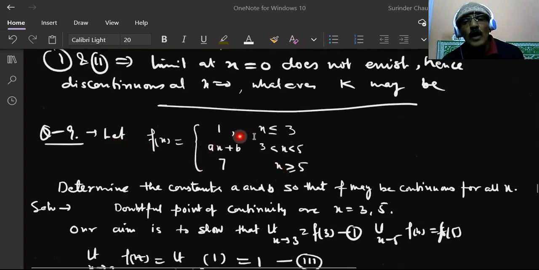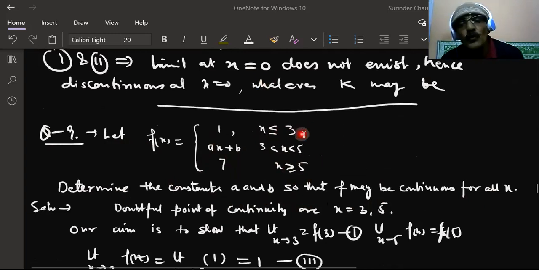Let f(x) equal 1 if x is less than or equal to 3, ax + b if 3 < x < 5, and 7 if x is greater than or equal to 5. Determine the constants a and b so that f may be continuous for all x. Now the doubtful points are 3 and 5.